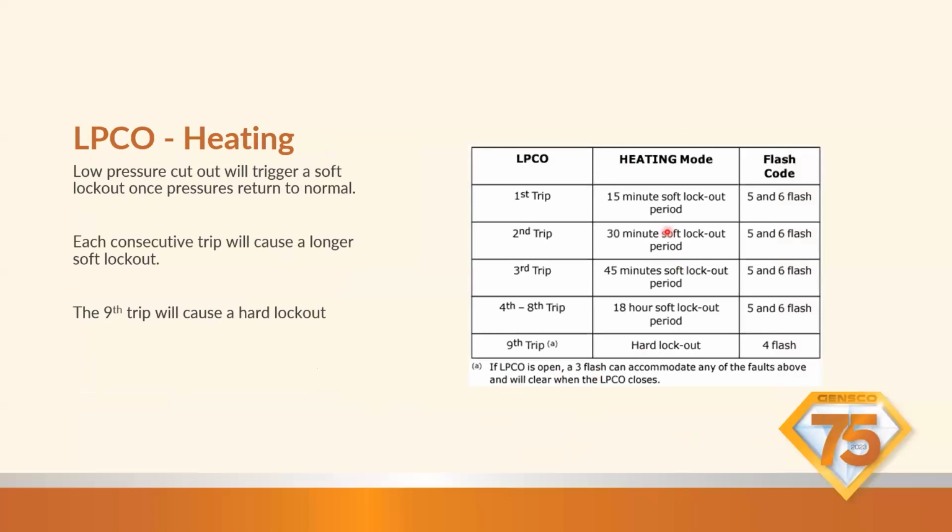Like I said, if we're in heating mode, as you can see here, our soft lockouts change in time. Sorry, I said 5 minutes. I wasn't cooling. The first one is a 15-minute, then a 30-minute, 45-minute, and then it goes into an 18-hour soft lockout period for the 4th through the 8th. Once we hit that 9th time, it's in a hard lockout. This is just to show you, but that 9th trip, this has been going on for a long time because each of the 4th, 5th, 6th, 7th, and 8th, that's 5 times, have been an 18-hour lockout. So this has been going on for a week or more, just FYI. So each soft lockout gets a little bit longer.